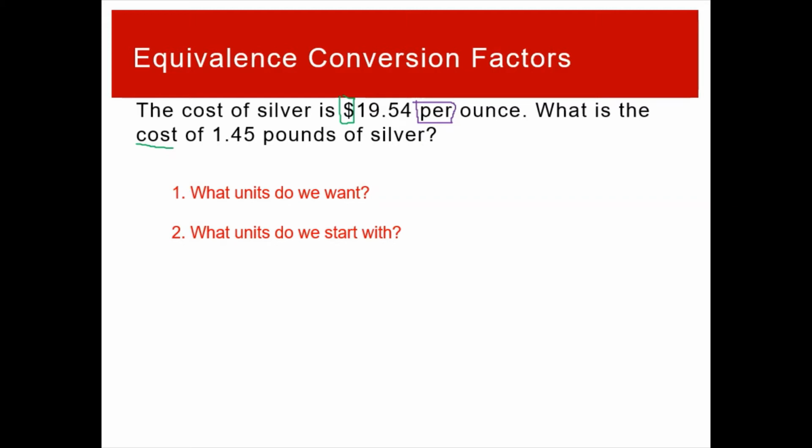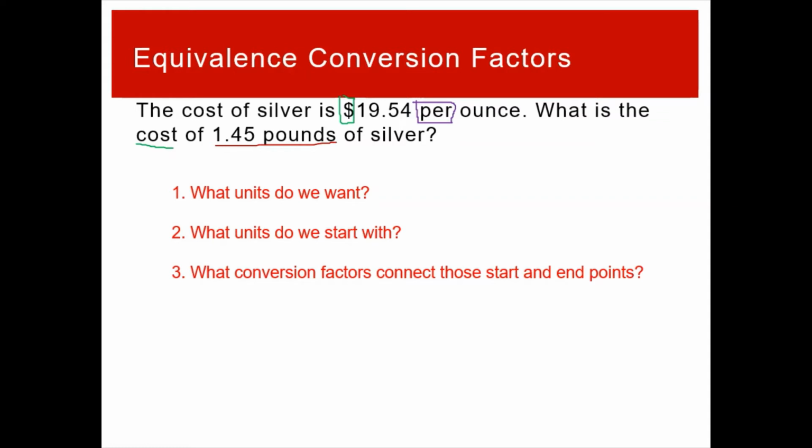What I want is just cost. That's a reference to how much we have. And we are told it's a cost of my 1.45 pounds of silver. So weight or mass is what we're looking at here. This 1.45 pounds of silver is our starting point. We want to go from a weight representation into a cost representation of my amount of silver. And the per is what's going to let me relate those.